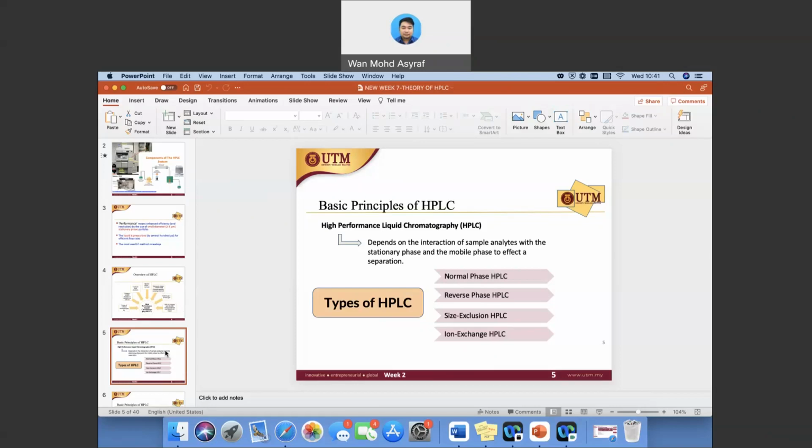So there are four types of HPLC. The first two are normal phase and reverse phase. You would see the difference between normal and reverse after this, and then you will also see size exclusion HPLC, which is by its name, size exclusion. It depends on the size of your analyte. And then the last one is ion exchange HPLC, which is also by its name. It depends on the ions.